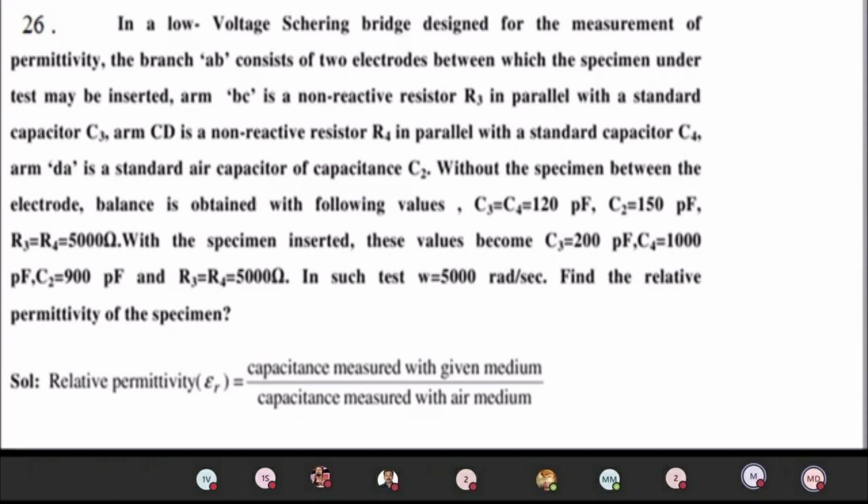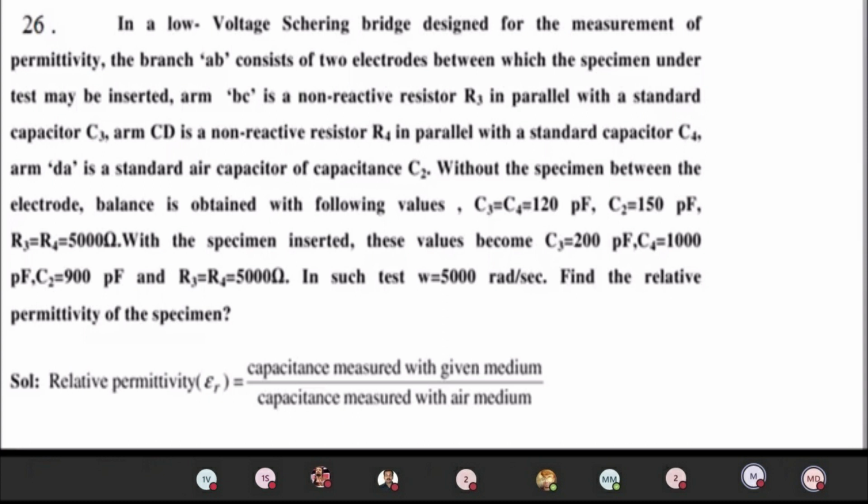Arm BC is a non-reactive resistor R3 in parallel with a standard capacitor C3. And arm CD is a non-reactive resistor R4 in parallel with a standard capacitor C4. Similarly, arm DA is a standard air capacitor of capacitance C2.